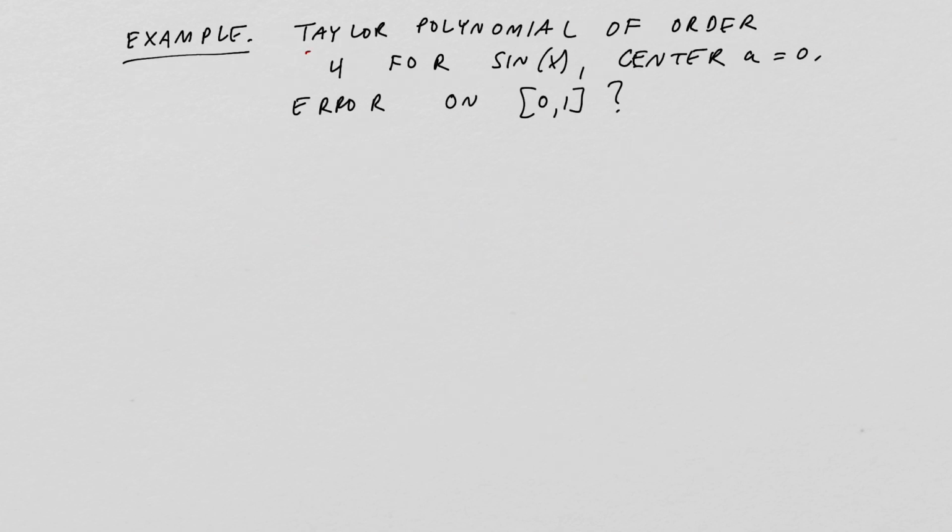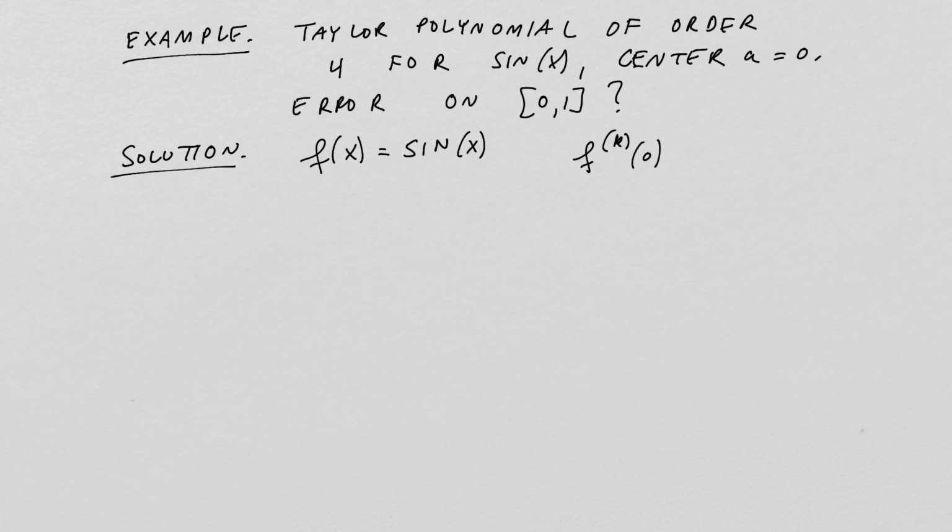Let's find the Taylor polynomial of order 4 for the function sine of x at 0, and let's estimate the error on this interval. So now our function is sine of x, and we need to have the derivatives of our function at 0. So let's make a table. Let's write here the number k, here the kth derivative of our function, and the value of the kth derivative at 0.